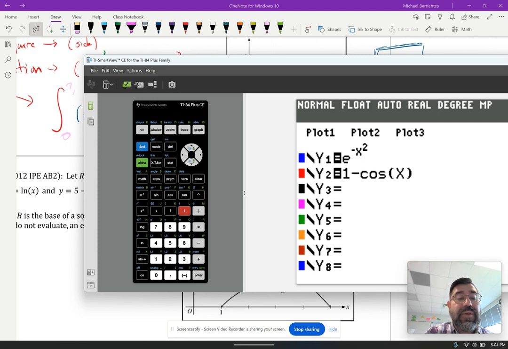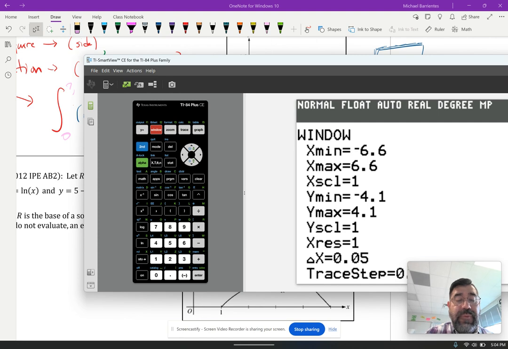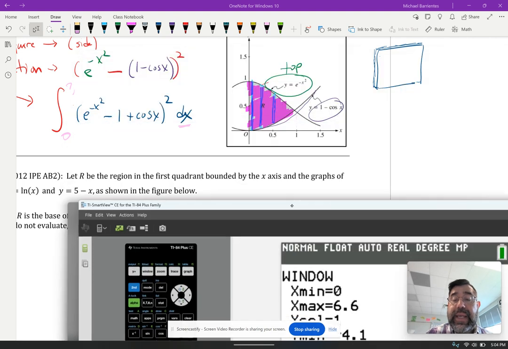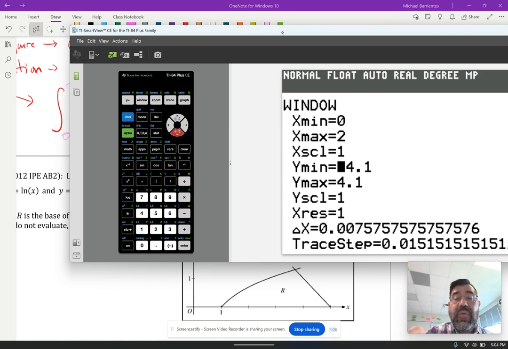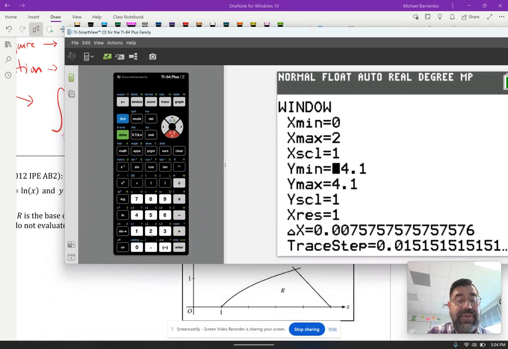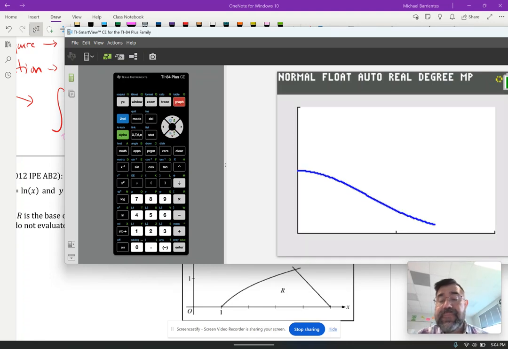And I want to open the window. Remember, this is only in the first quadrant, so I'm going to start at 0. And by looking at this, it doesn't look like I have to go very far, from 0 to 2. And then on the y-axis, I think I'm going to go 0 to 2 as well. And graph. There's the first curve.